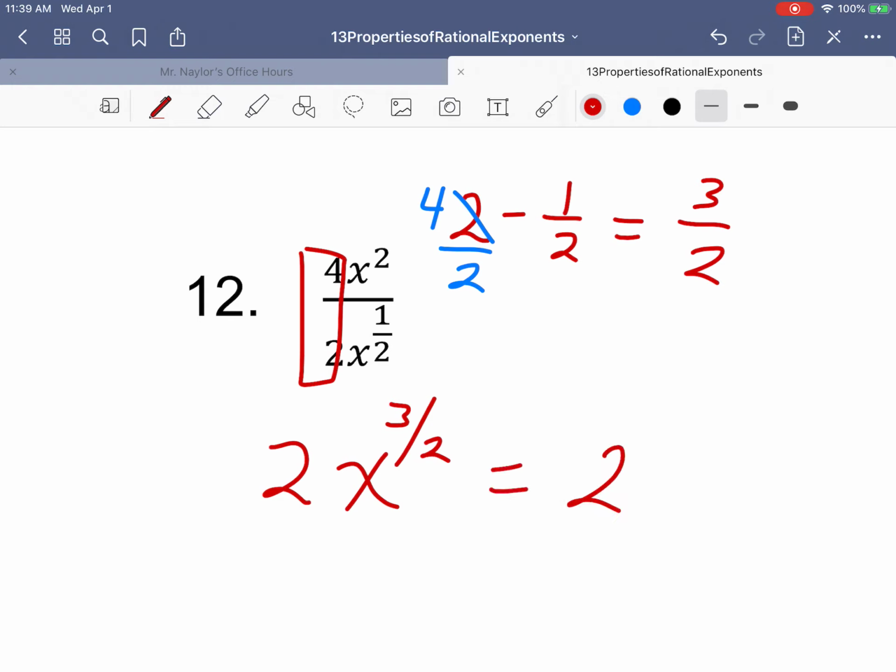But since we want to write the answer as a radical, then I'll let 2 be the root. So we call that a square root. I don't actually have to write that. And I'll let 3 be the power. So we have 2, the square root of x to the 3rd.